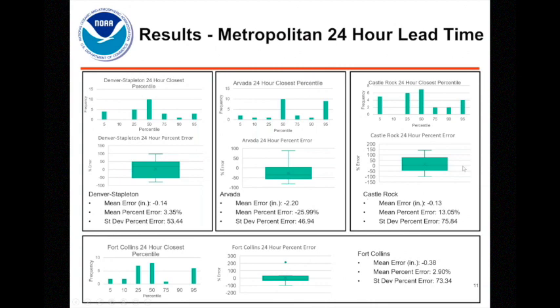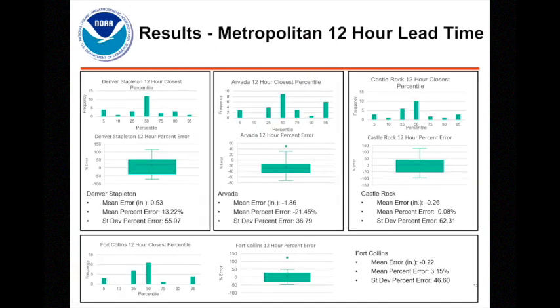Moving on to Castle Rock, you can see there's a slight over prediction, with a high percentage at the 5th and 25th percentile. They're not shown in the mean error or mean percent error due to some high outliers in the 100%, 150s. Moving on to Fort Collins, again, like I said before, it's pretty spot on. As for 12 hours, as I said before, in the metropolitan area it gets more and more accurate as you move 12 hours closer.